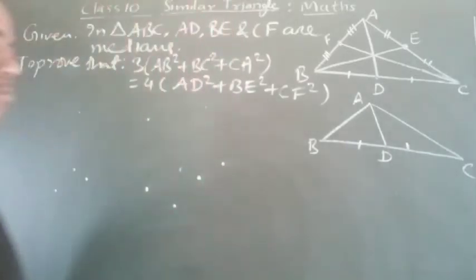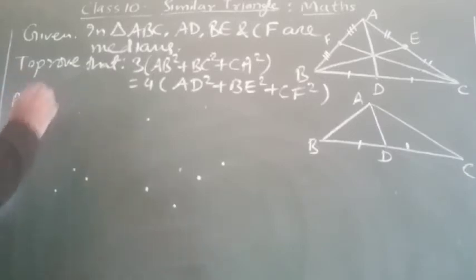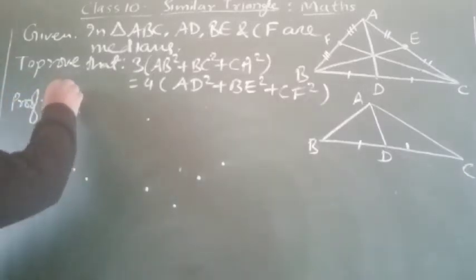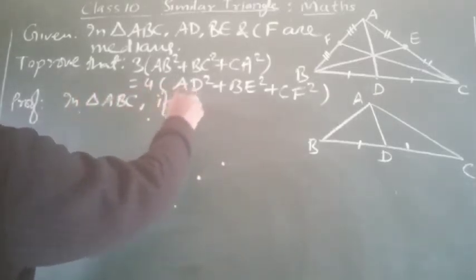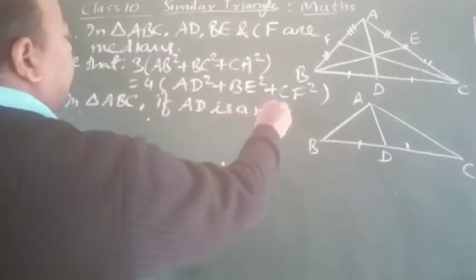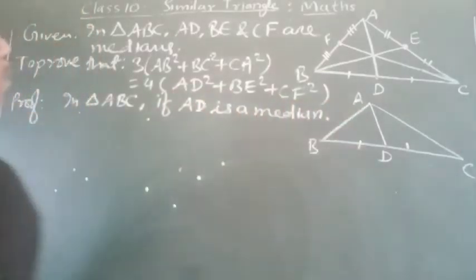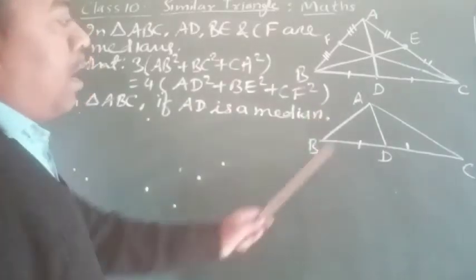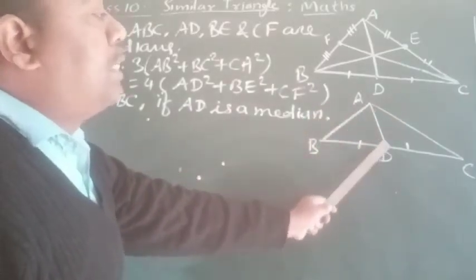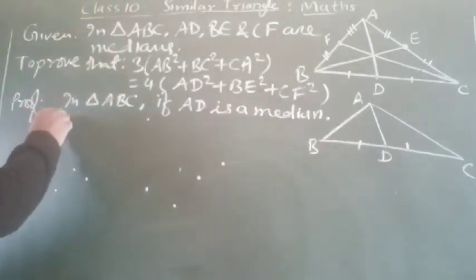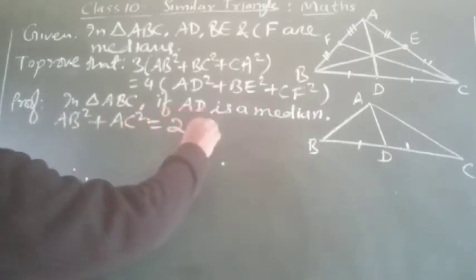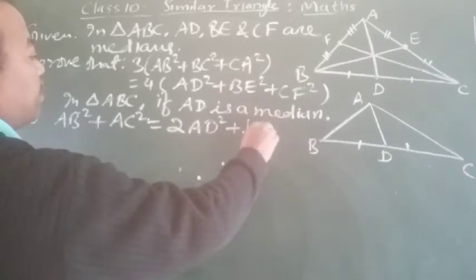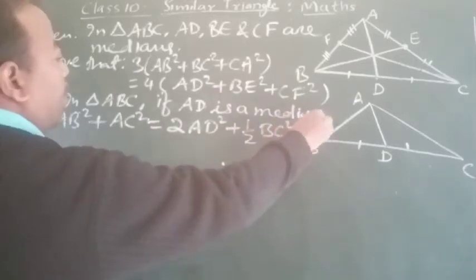In the first figure, I will use median AD, and the proof I discussed just now. I am going to use it directly because I have already discussed it. In triangle ABC, if AD is a median, what is the relation I already have? AB square plus AC square equals 2AD square plus half BC square. This is equation number 1.